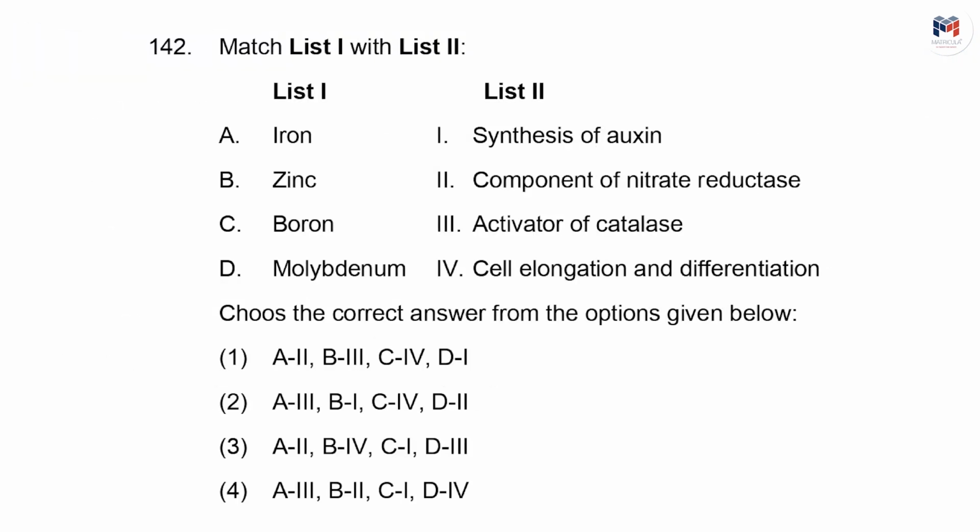Question number 142. Match list 1 with list 2. Choose the correct answer from the options given below. The answer is option number 2. A is matched with 3, B is matched with 1, C is matched with 4 and D is matched with 2.